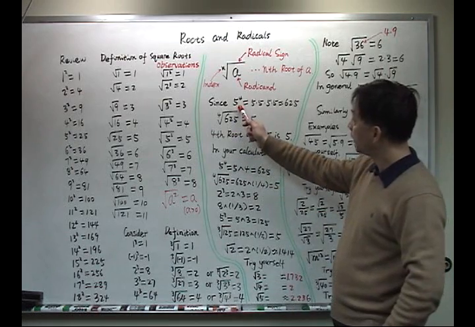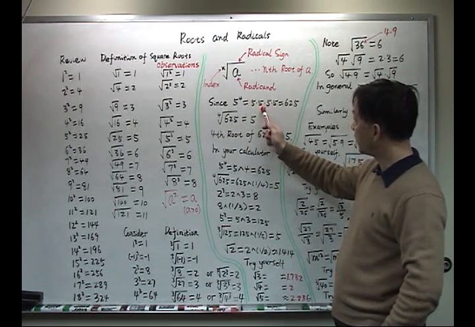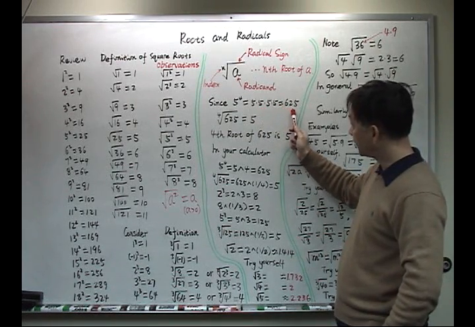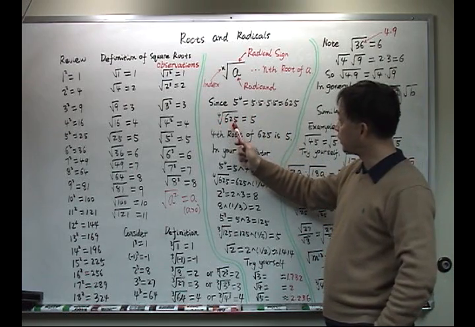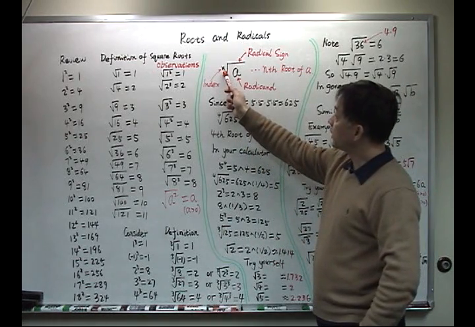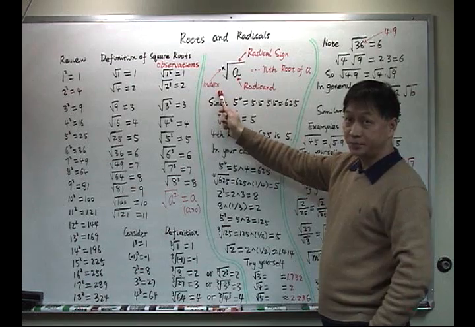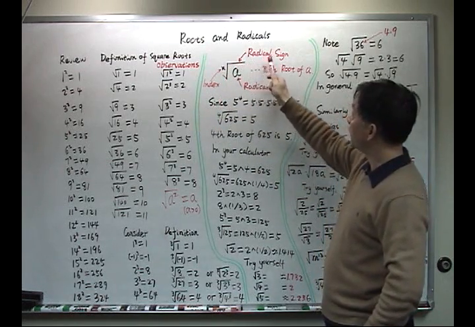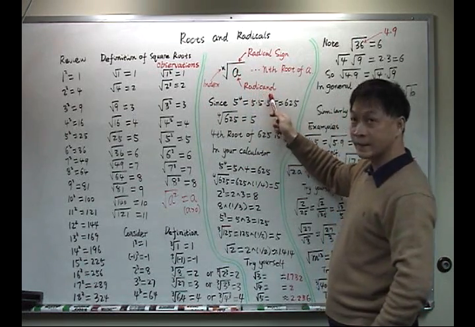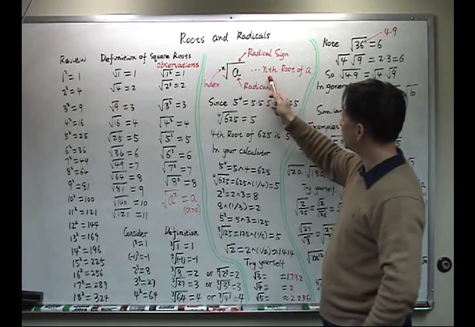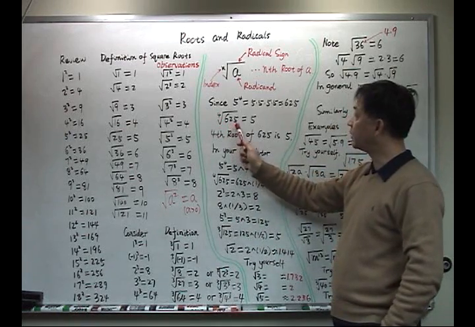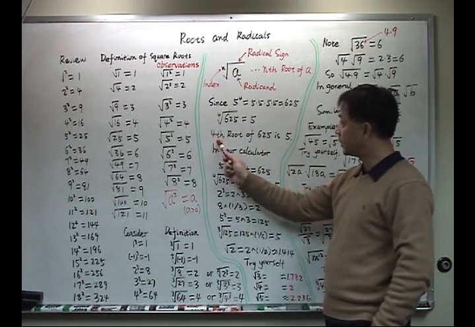For example, 5 to the fourth is 5 times 5 times 5 times 5, 4 times, which is 625. Then the fourth root of 625 is 5. In general, this number n is called the index. This sign is called the radical sign. And inside the radical sign, this number is called the radicand. The whole thing is called the nth root of a. So fourth root of 625 is 5.